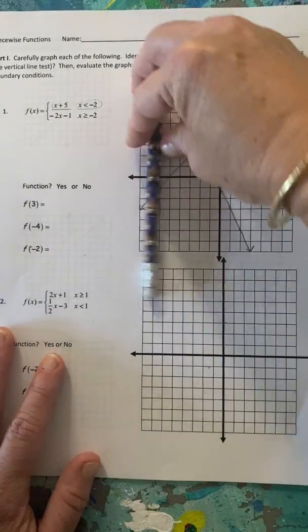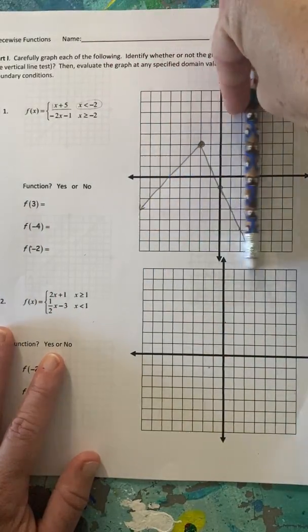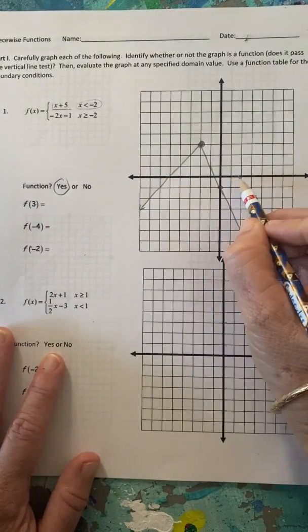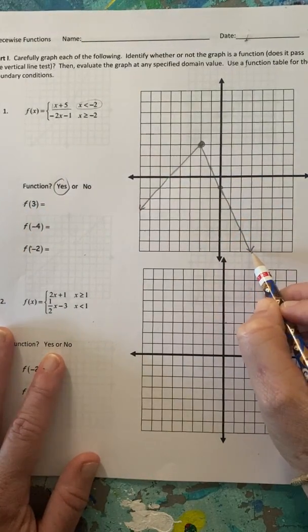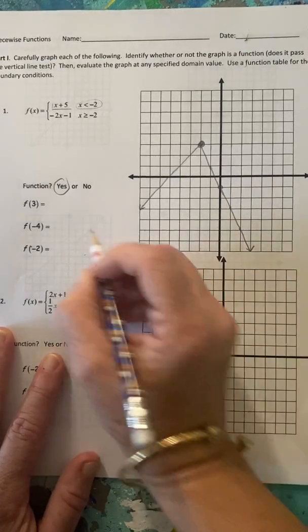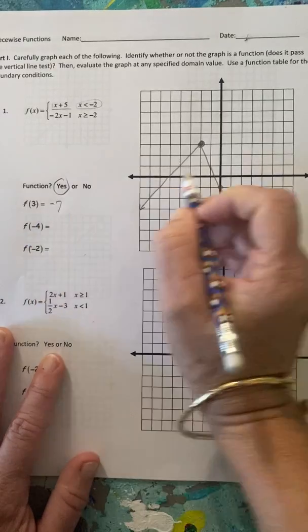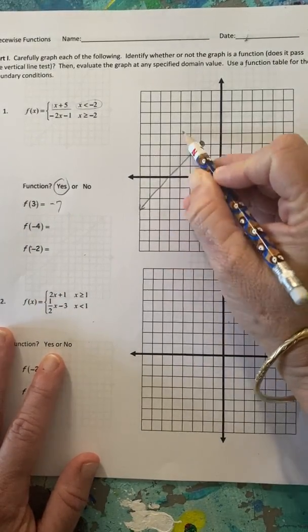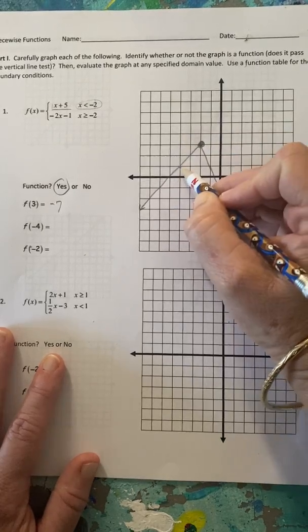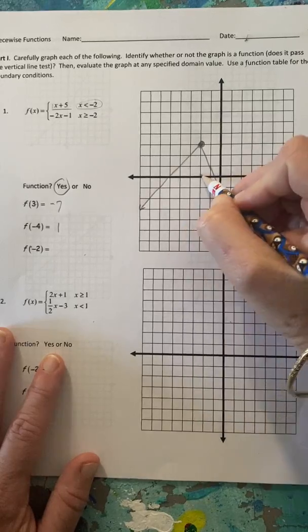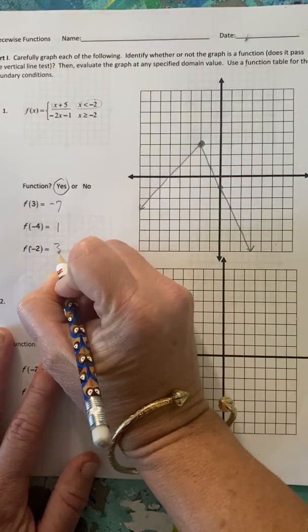Is it a function? Does it pass the vertical line test? Yes, it does. So it is a function. And let's find f of 3. F of 3 is -1, 2, 3, 4, 5, 6, 7. F of -4: 1, 2, 3, 4. Go up and down this line until I intersect with this line right here at 1. F of -2 is 3.